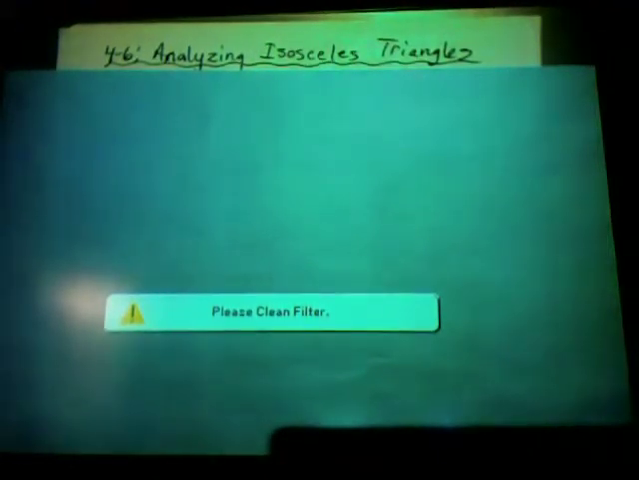All right, so 4-6, we're going to analyze isosceles triangles. What do you know about isosceles triangles right now? Two congruent sides, what else? At least, she said. Notice that she said the words at least. If you have two congruent sides, what else do you have? The base angles are also congruent, right?